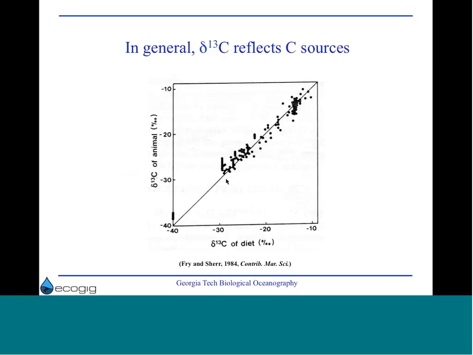C13 turns out to be a good tracer for carbon sources. This is a classic figure from a study carried out in the Gulf of Mexico and elsewhere. And the point of this is that there's a very, very good correlation between the delta C13 of an animal and the delta C13 of its diet. This applies also to primary producers. Primary producers have a delta C13 that reflects a relative contribution of different sources of carbon and the isotopic composition of those sources of carbon.